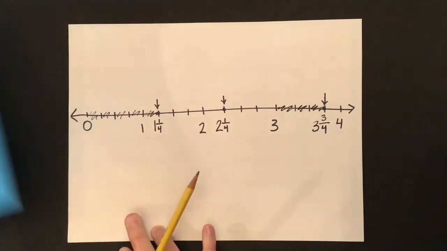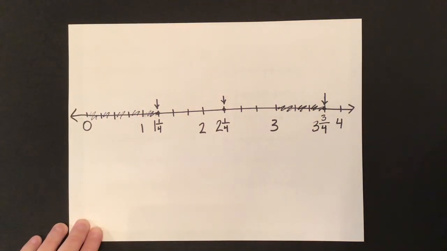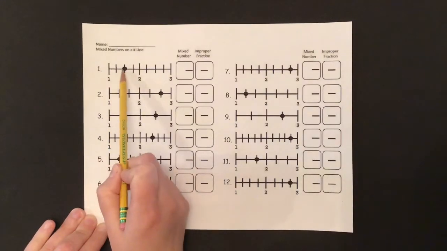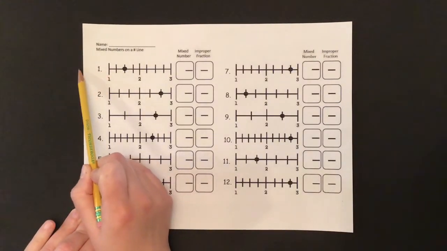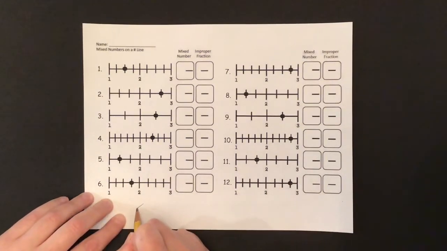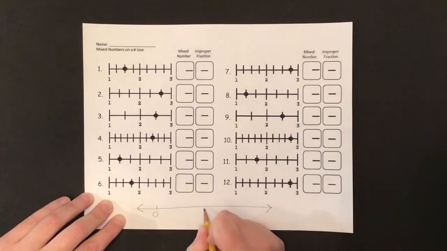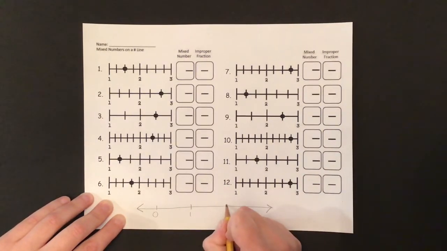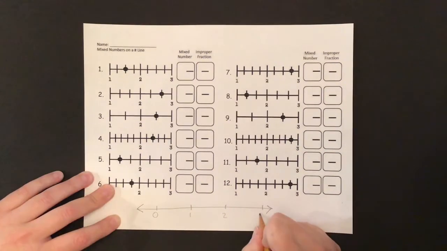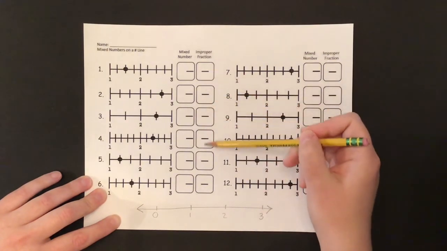The distance from 0 to a whole is hidden from view. So when we look, we have to keep in mind there's a part that's not showing. And if you'd like to, on your paper, you can draw a little number line and just show 0, 1, 2, and 3. That will come in handy when we're trying to find the improper fraction.